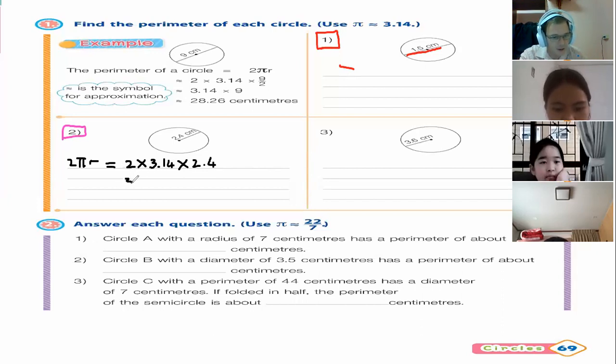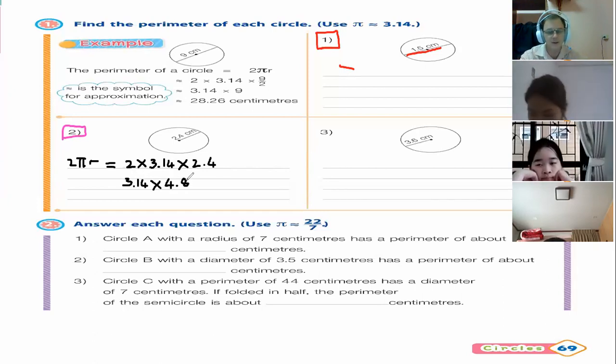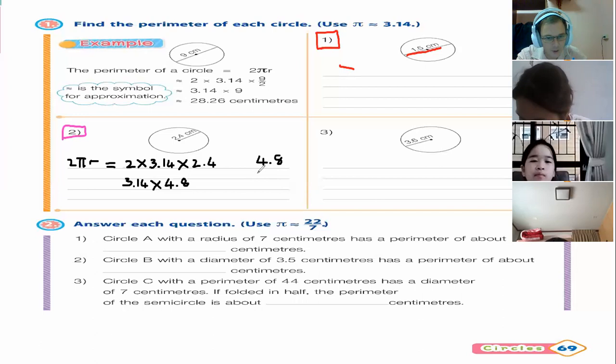So then we get 3.14 multiplied by 4.8. Is that the correct one there? 4.8. So then we go 4.8 and we multiply by 3.14.